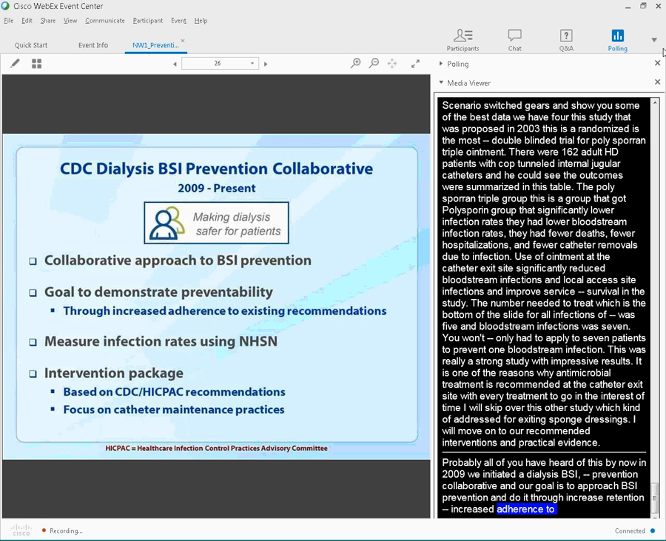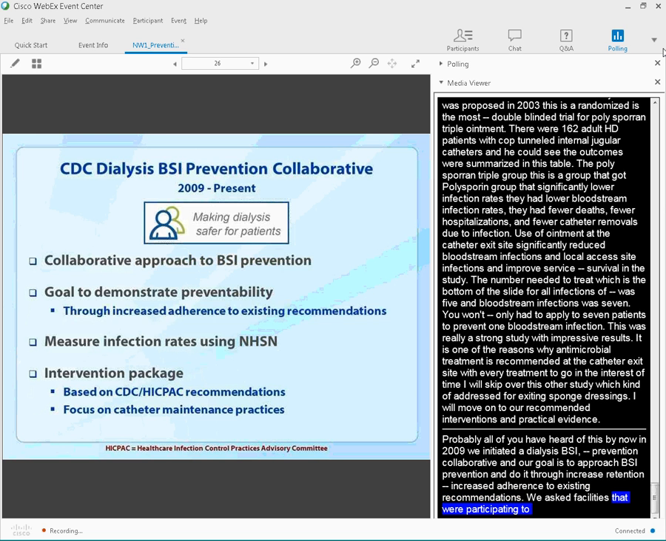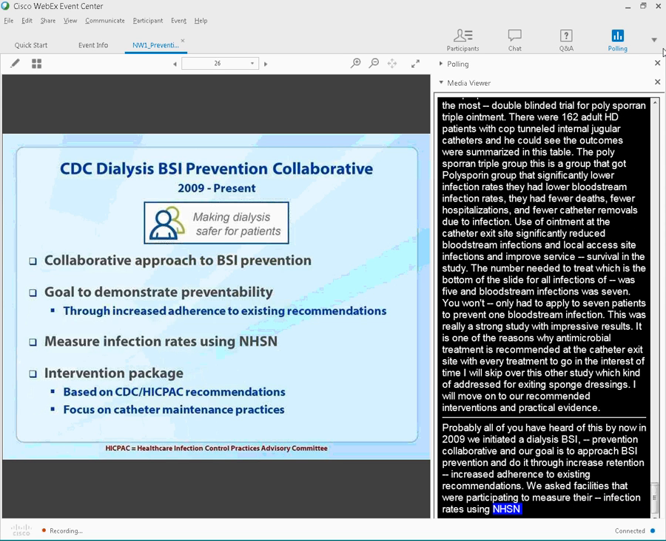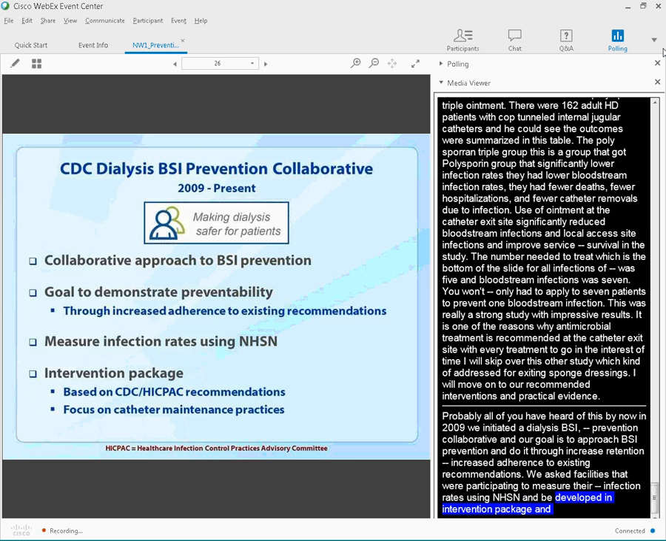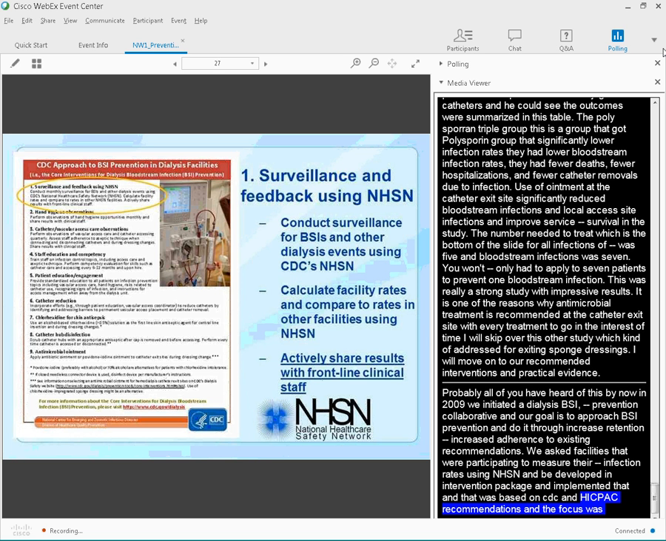We asked facilities that were participating to measure their infection rates using NHSN, so this was prior to the ESRD QIP rule. And we developed an intervention package and implemented that, and that was based on CDC and HICPAC recommendations, and the focus was on catheter maintenance practices. So I wanted, as I mentioned before, to just briefly run through our recommended interventions.